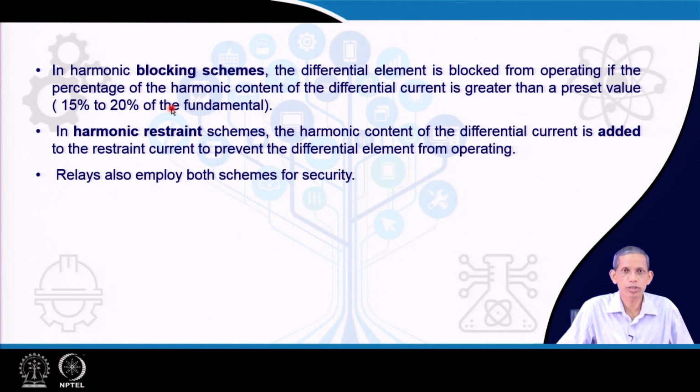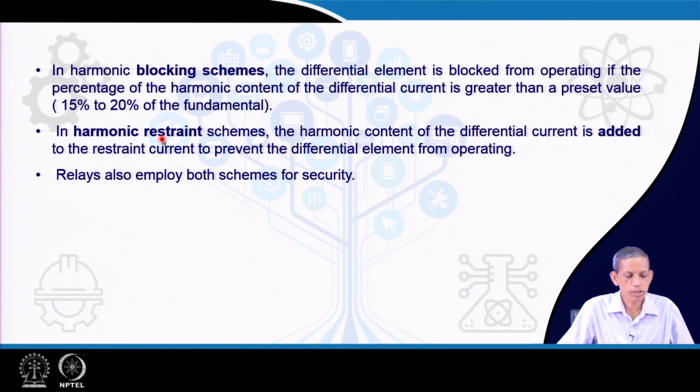To distinguish an internal fault from the inrush situation, one way is to block the relay operation if the relay finds the corresponding second harmonic component with respect to the fundamental, typically a set value of 15 to 20%.